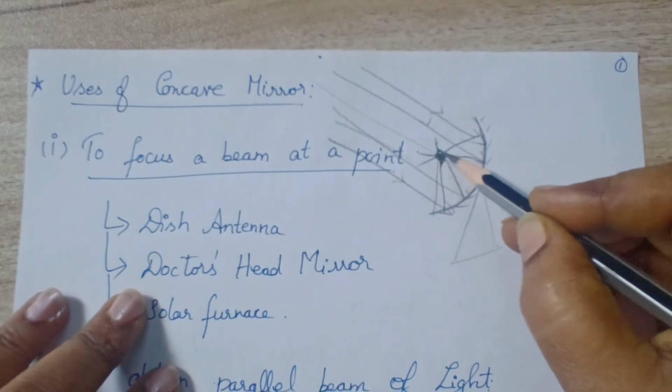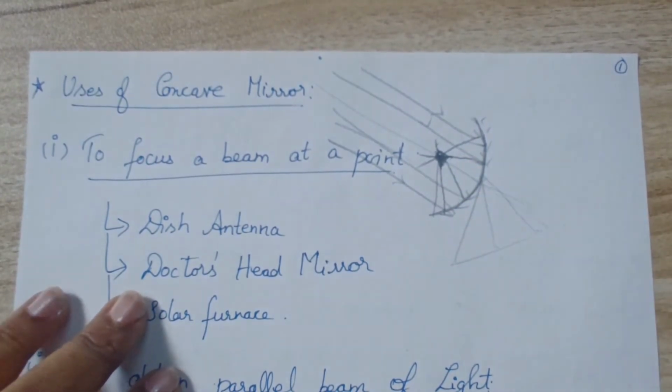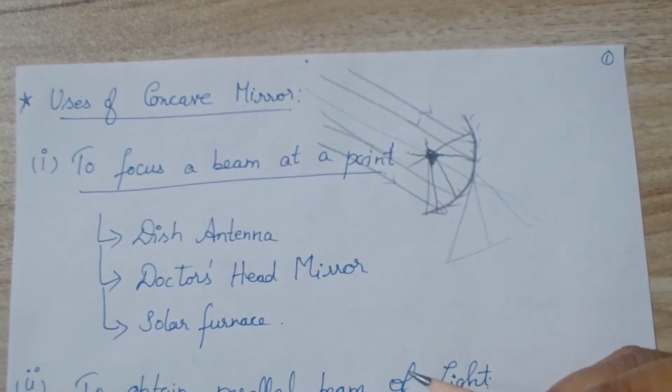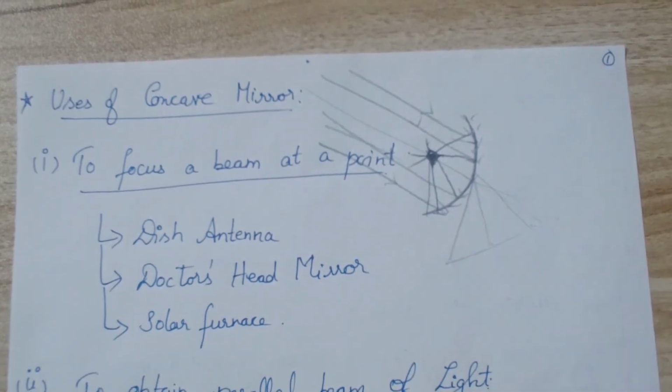So here the receiver or receptor is kept. You will get the frequency, and you will get whatever channel you want, right? You can watch it on the TV, right? This is the purpose of concave mirror. It is used in the dish antenna.